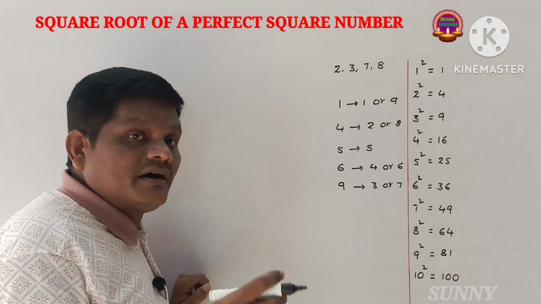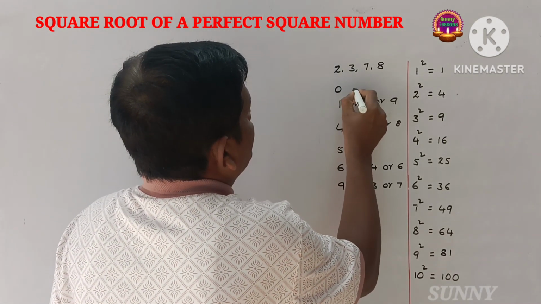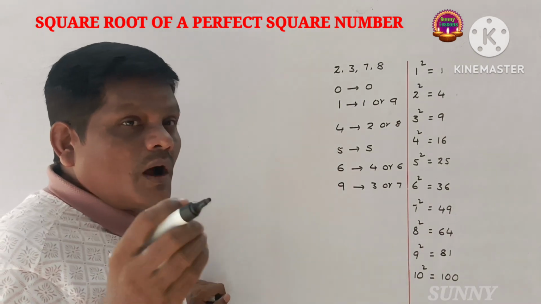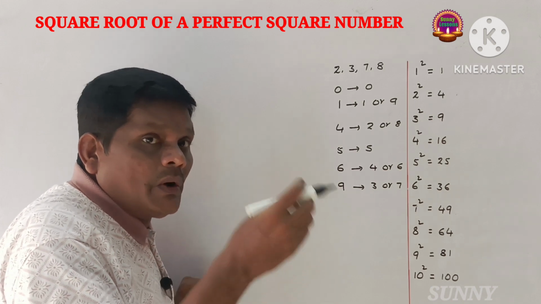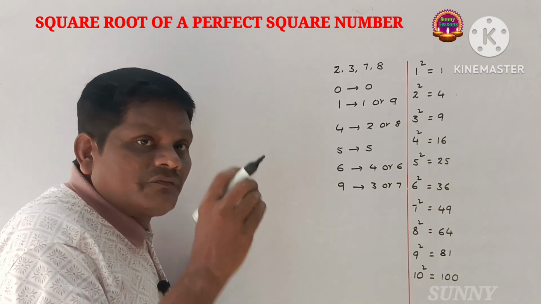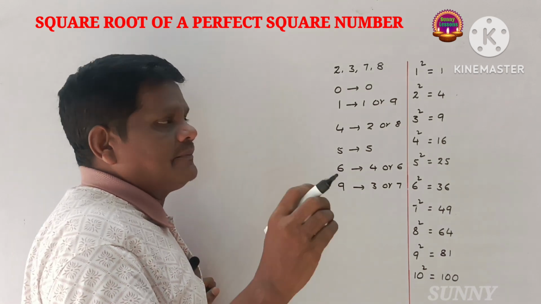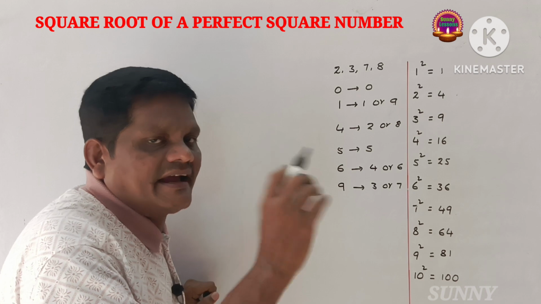When the perfect square number ends with 0, it is 0 square. Here, what do you observe? The perfect square numbers end with 0, 1, 4, 5, 6, 9. But the perfect square numbers never end with 2, 3, 7 and 8.